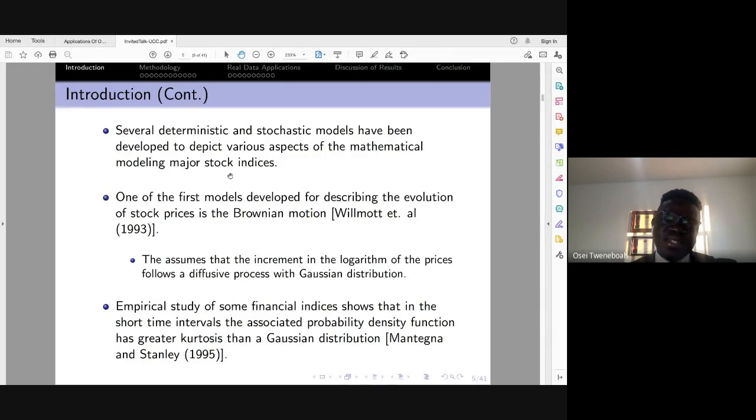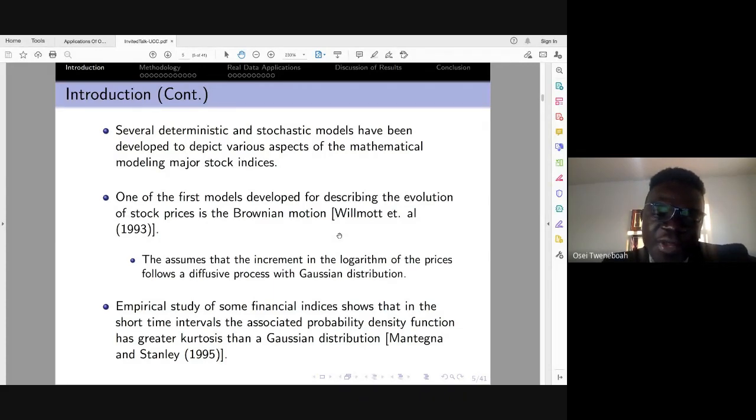As a researcher, you're also interested in the different ways to describe the evolution of stock prices. One of the first models developed to describe the evolution of stock prices is the Brownian motion, which most of you have studied. This was developed by Wilmot et al. in 1993. They used the Brownian motion to describe the evolution of stock prices. Based on that, as a practitioner, you have an idea of how the stock prices behave. Good.